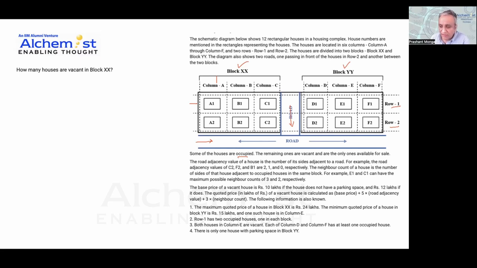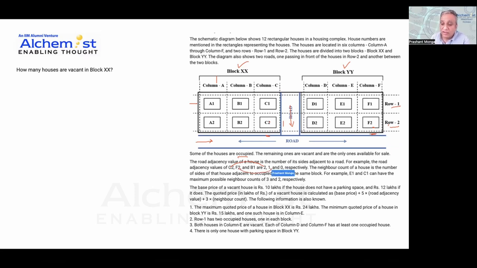Okay, so it says adjacency value. For example, the road adjacency value of C2 is 2. That means these are the two roads. And F2, where is F2? This is F2. So this is the road, this is not a road. So F2 is 1, and B1 is here, that is 0.